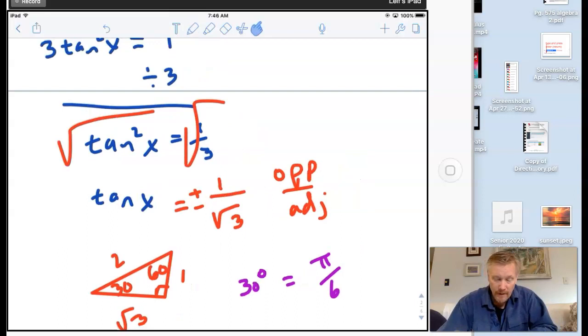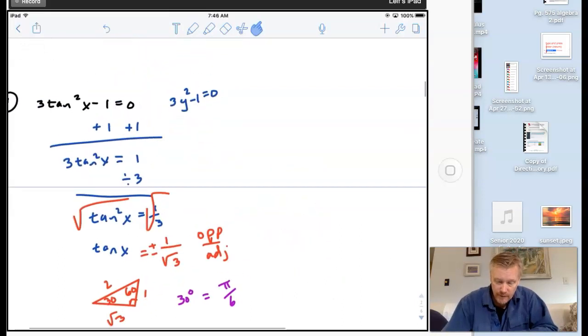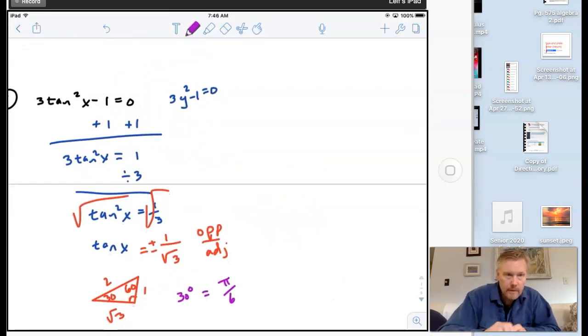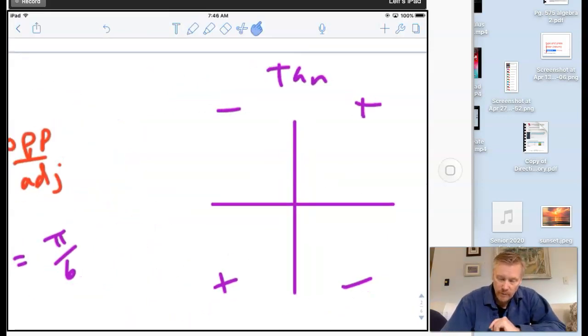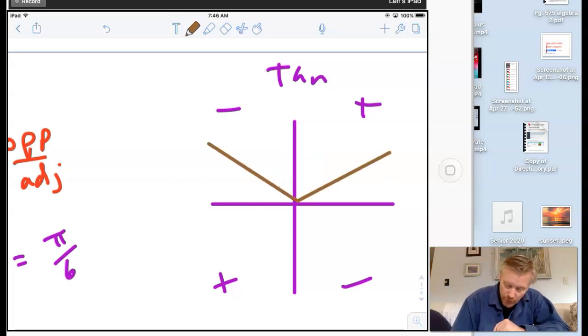So now this is going to have all four quadrants. Because it's plus or minus, I'm going to have all four of them, right? Because with tangent, I'm looking for where it's positive and negative, which would be everywhere. So you're going to end up with all four of those.